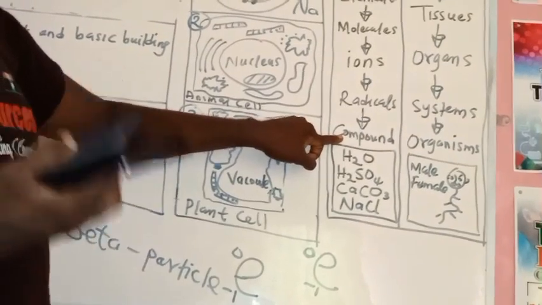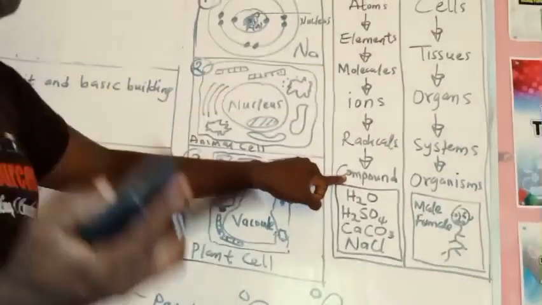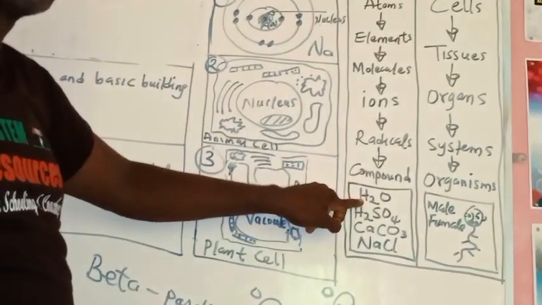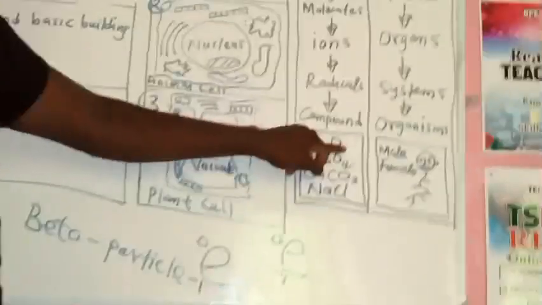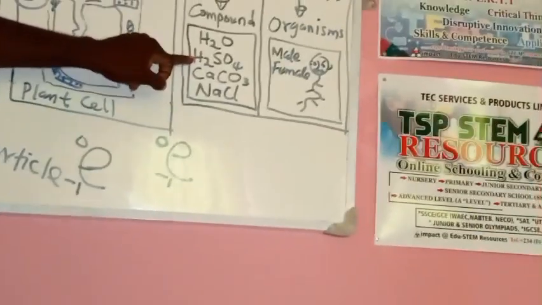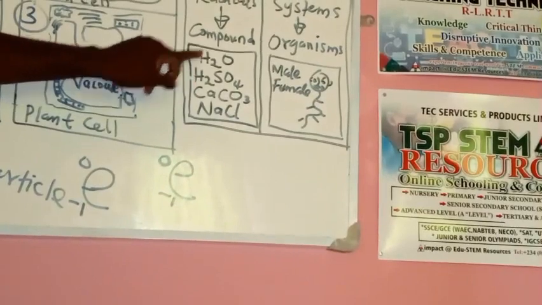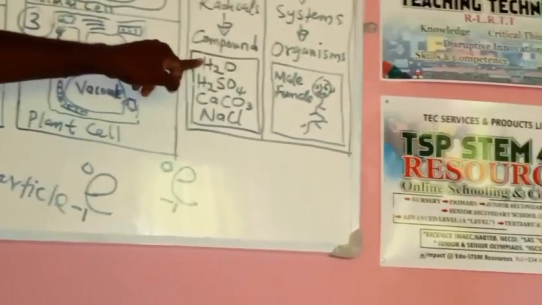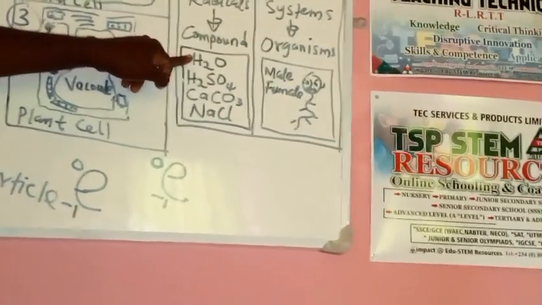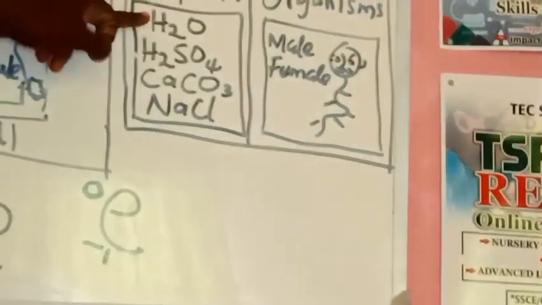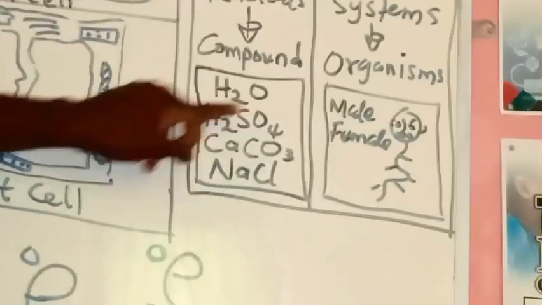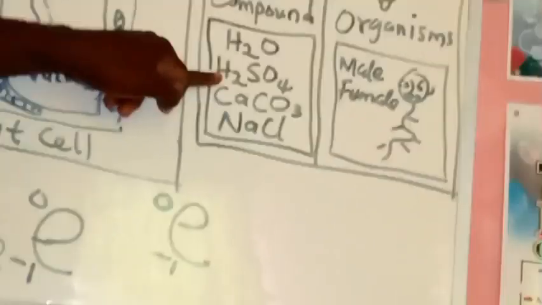What is the commonest substance we use at home or in our environment? Water. Look at it. H2O. Water is a universal solvent. Water is also life. We use water for so many things. Is that not so? Okay. Sulfuric acid, H2SO4. It is used in producing your detergent, the soap. One of the major ingredients for producing it is sulfuric acid, H2SO4.